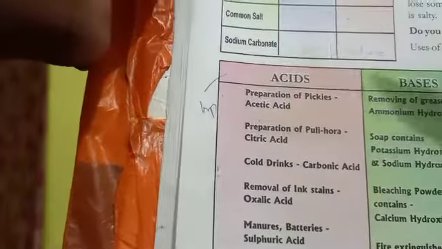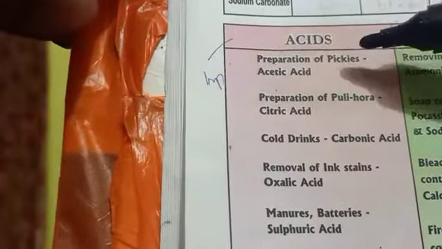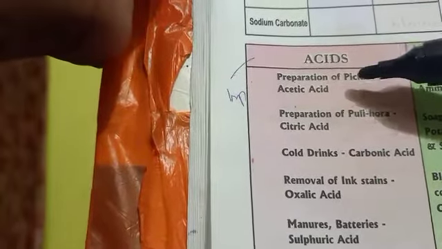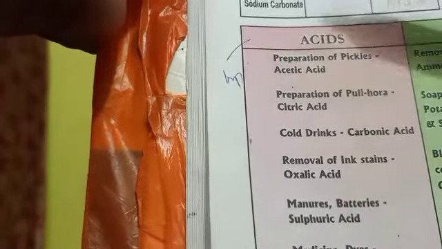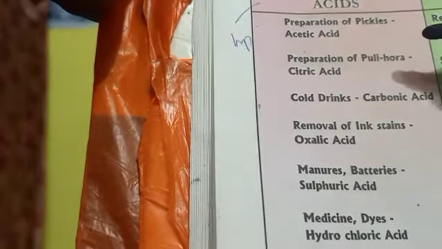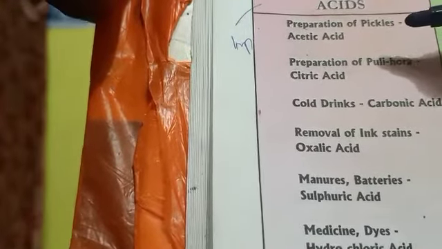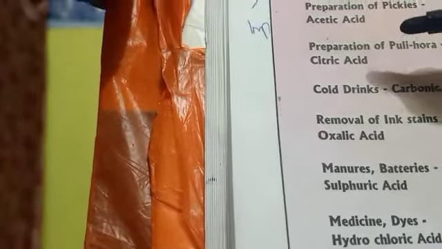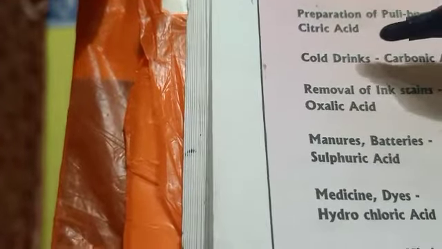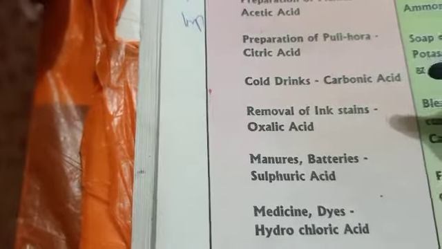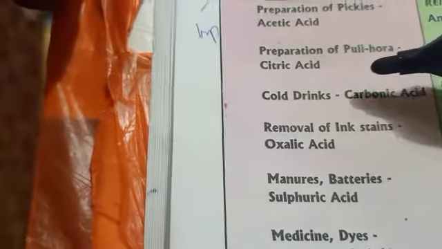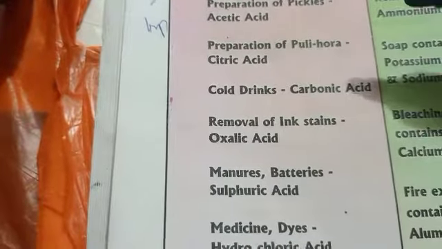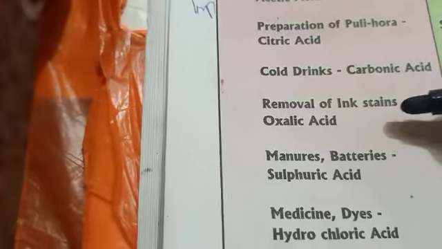See, children, for preparation of pickles we are using acetic acid. And for preparation of pulihora, lemon rice, we are using citric acid. So lemons contain citric acid. For cold drinks we are using carbonic acid. Which acid are we using for making cold drinks? Carbonic acid, children.